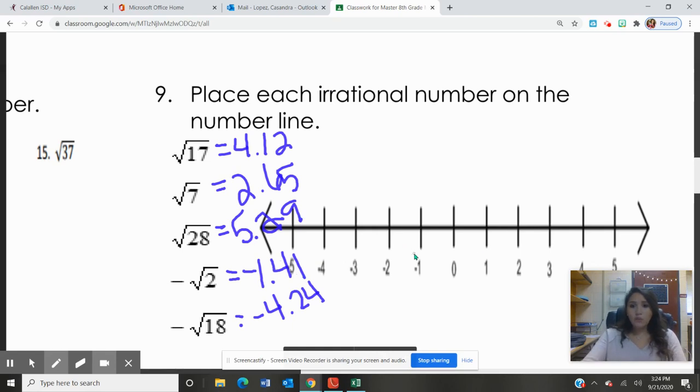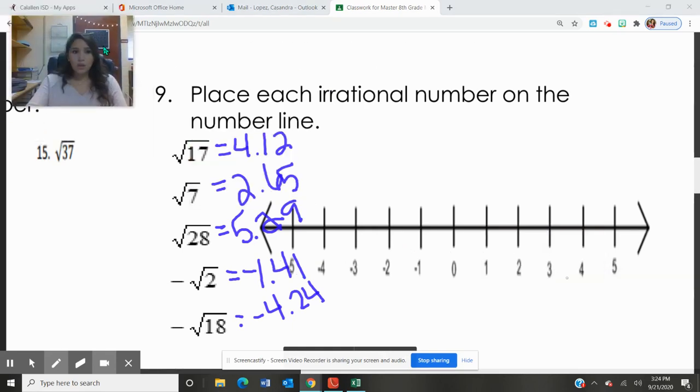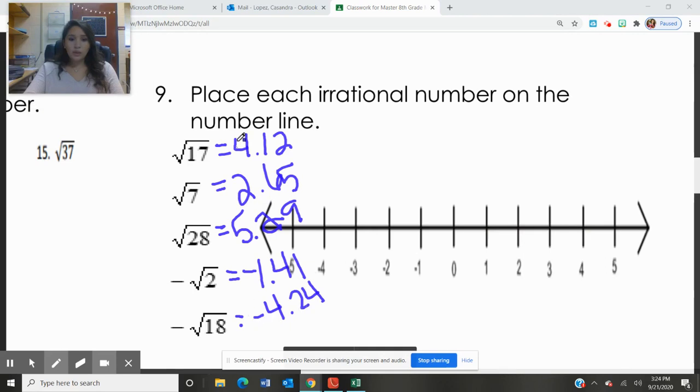So I'm going to start off with the square root of 17. I'm going to start off at the top. So it says that this is 4.12. So I know that this number is in between 4 and 5, but it's a little bit closer to 4. So I'm going to place it right here. So this is the square root of 17.